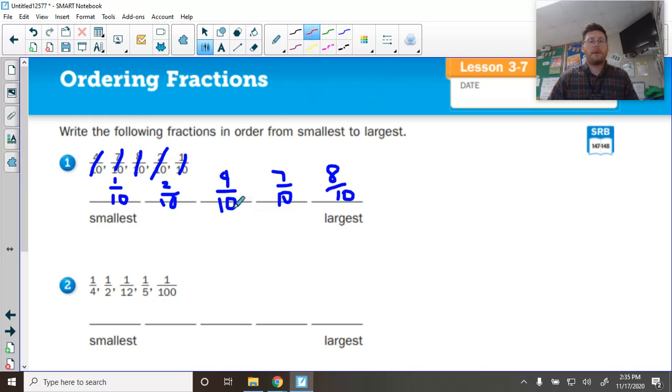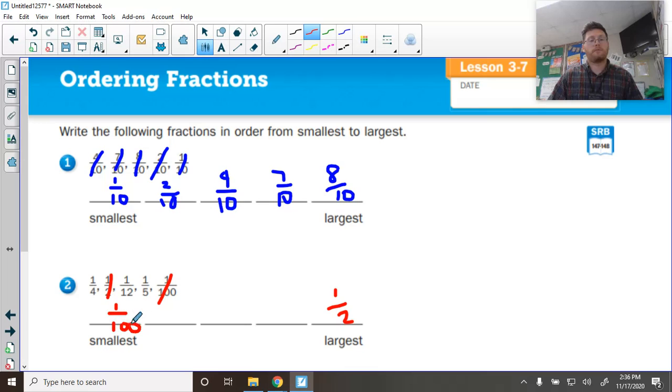Next, we have different denominators, but the numerators are the same. So as I said before, the smaller the denominator, the larger the fraction piece. So which one is going to be our largest? 1/2 is going to be our largest out of this. And this only works if the numerators are all the same. Okay. Now, what's going to be our smallest? In order to find the smallest fraction, I have to think of the largest denominator.